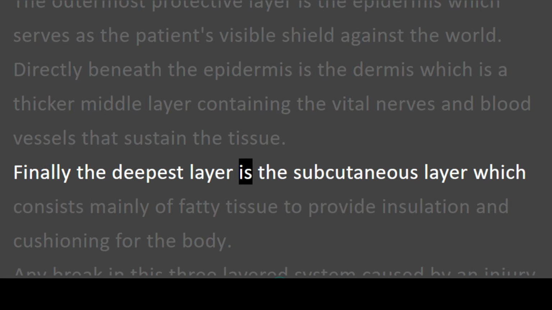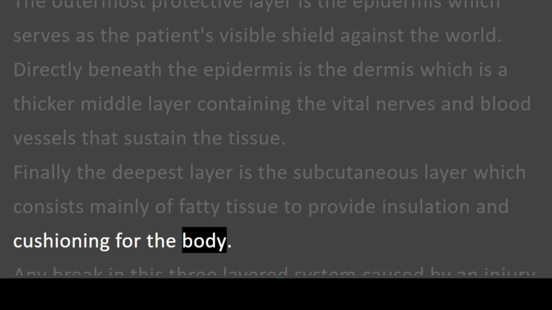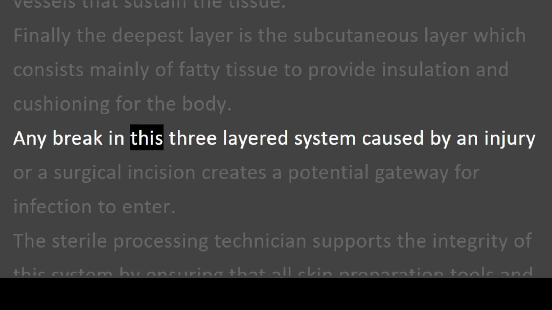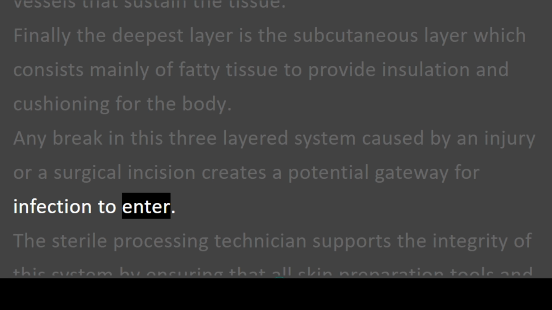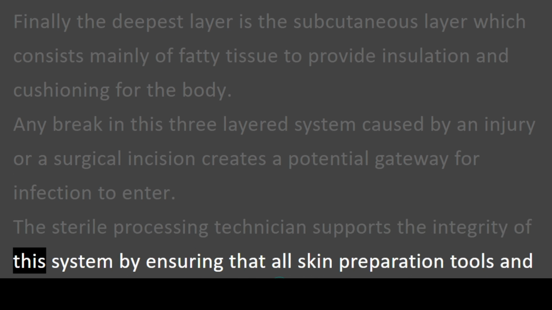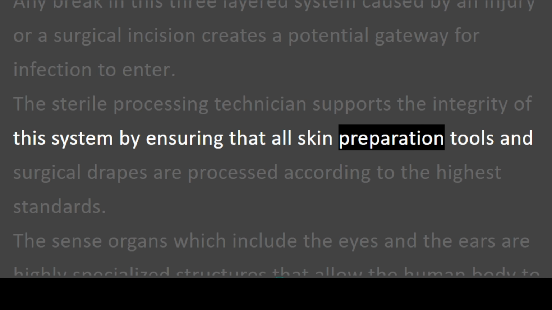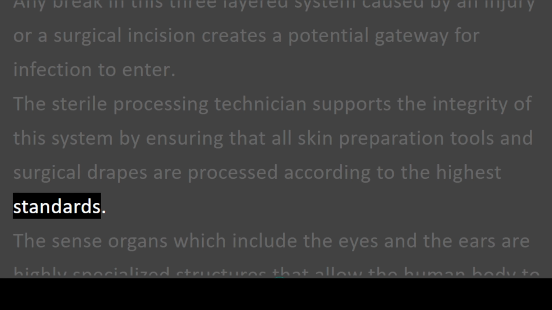Finally, the deepest layer is the subcutaneous layer, which consists mainly of fatty tissue to provide insulation and cushioning for the body. Any break in this 3-layered system caused by an injury or a surgical incision creates a potential gateway for infection to enter. The sterile processing technician supports the integrity of this system by ensuring that all skin preparation tools and surgical drapes are processed according to the highest standards.